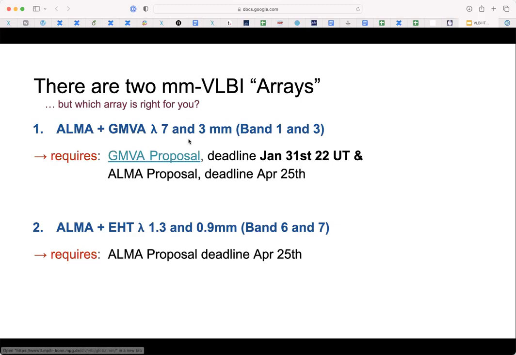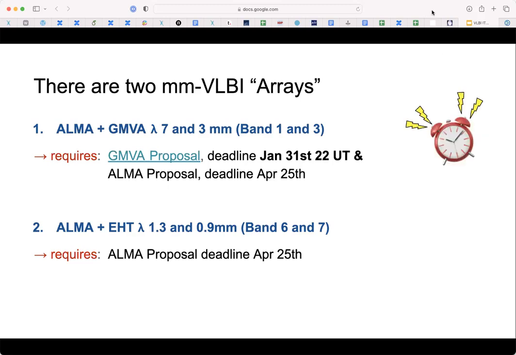So if you end up observing with the GMVA, there are 2 deadlines for this. The first one is January 31st. That's in a little bit more than 10 days from now. And you have to resubmit the same proposal at the ALMA deadline, on April 25th. If you are observing with ALMA EHT, there's only 1 deadline for you, and that's via the ALMA OT, on April 25th. It makes it a little bit easier, but in both cases it's pretty straightforward because it's the same proposal going in.